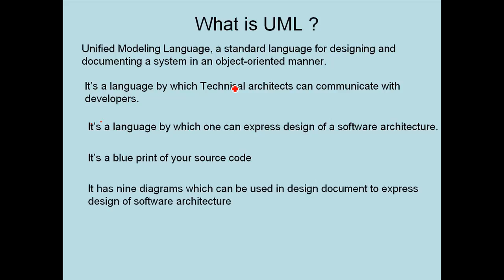UML has in all nine diagrams which we can use, and all these diagrams have their own perspective for expressing the design of the software architecture. For example, class diagrams represent the static structure of the software architecture. Deployment diagrams show how the software is going to be installed or deployed across the servers. So each of these diagrams defines a point of view towards a software architecture.